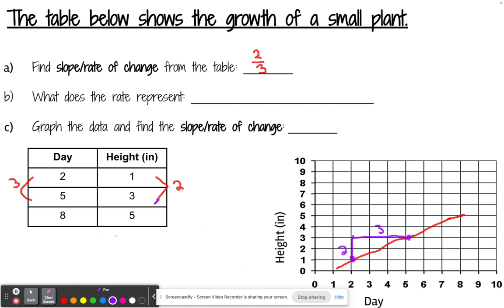So what does this rate represent? Well, it represents the height of the plant after so many days. So height over time, or after so many days. I'll say after x days.